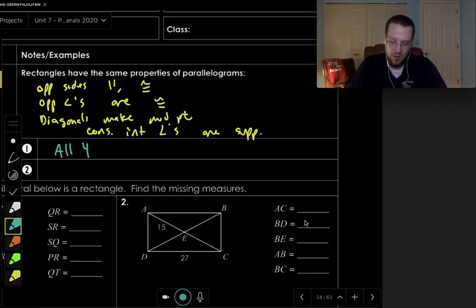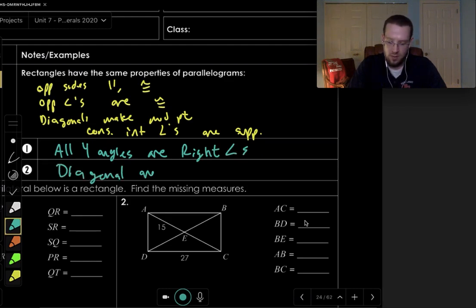Rectangles, all four angles are right angles. Also, diagonals are congruent. So the diagonals are the same measure.